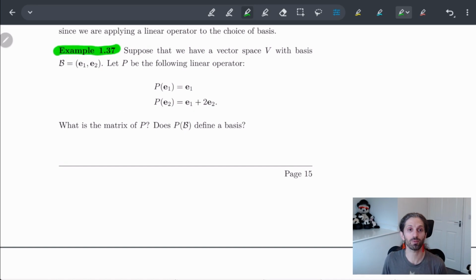So last time, remember, we started off with some linear operator. So here we're gonna define first a linear operator. Given a basis, I'm gonna let P of E1 be equal to E1, and P of E2 I'm gonna send to E1 plus 2E2. And the question is, what's the matrix of P? So what's the matrix of the linear operator given this basis? And then does P of B actually define a basis or not?